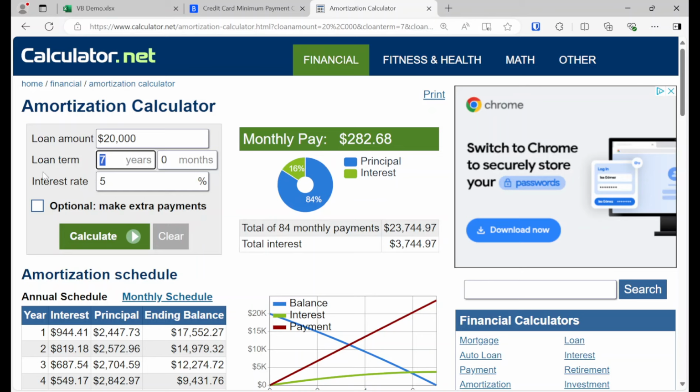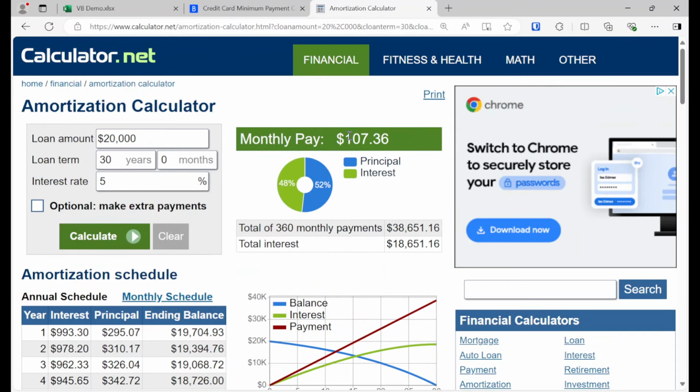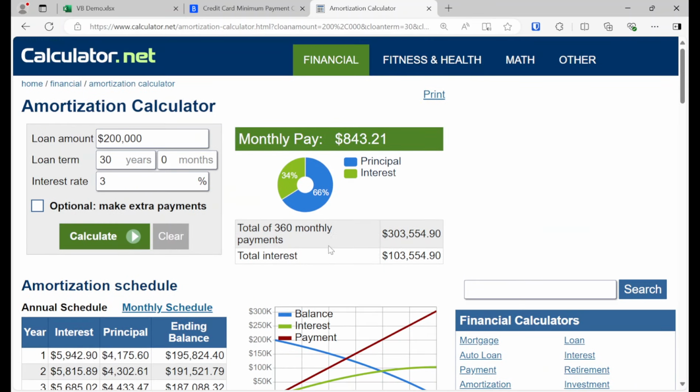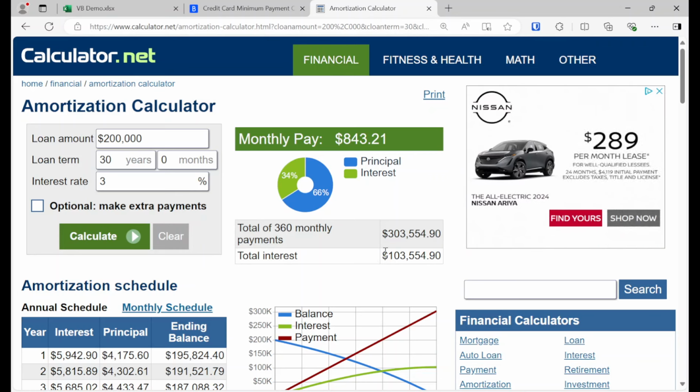So if we do a 30-year loan, the monthly payment is going to be a lot lower. So let's do that. So 107, but the interest is going to be higher. And in the case of a 30-year mortgage, I always love going over this one. So 30-year mortgage, let's say we have a 3% loan for $200,000, right? Basically, you're paying 50% in interest. And a lot of people don't even realize that.